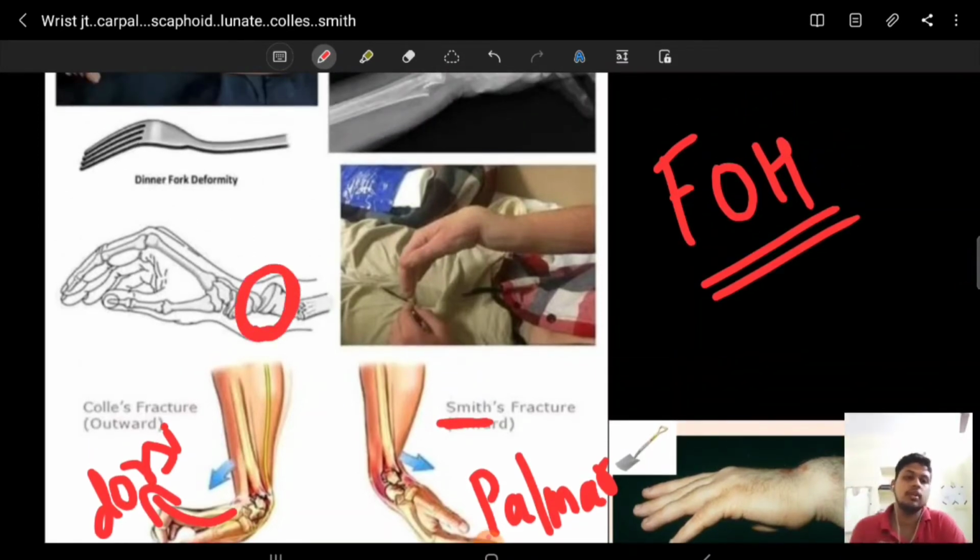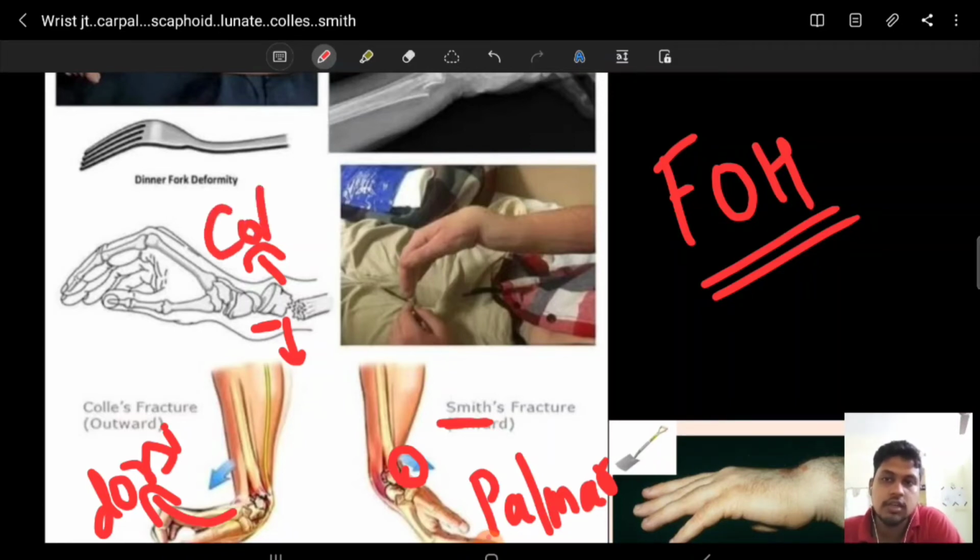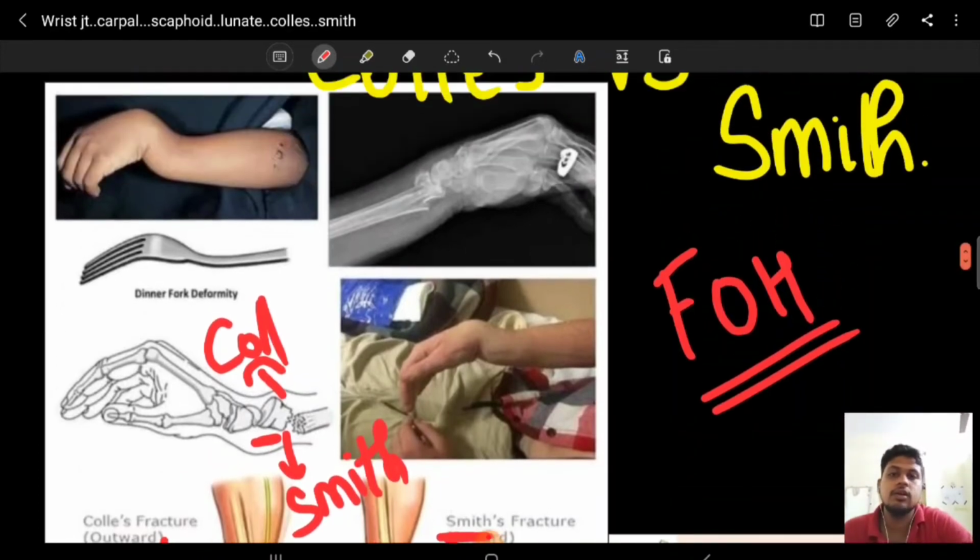So what is the difference between Colles and Smith? In case of Colles, this distal fragment is displaced dorsally. In case of Smith's fracture, this distal fragment is displaced ventrally. That's all. Dorsal displacement is called Colles. Ventral displacement is called Smith's. In untreated cases, they may lead to deformities.